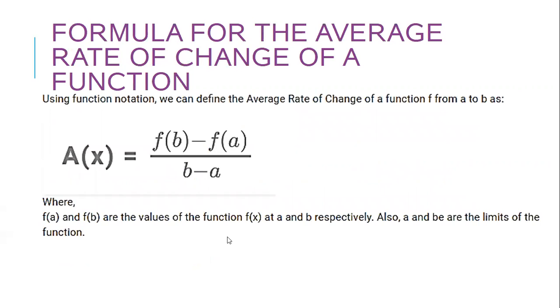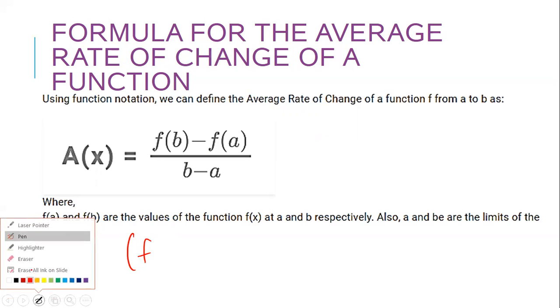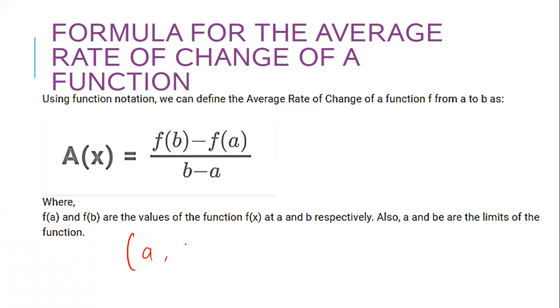Now, formula. The formula for average rate of change is A of X equals F of B minus F of A over B minus A, where F of A and F of B are values of a function. So F of B and F of A are just ordered pairs: an input that corresponds to some output, independent with dependent. So we would have A, comma, F of A, that's one, and we would have B, comma, F of B, and that's the other.